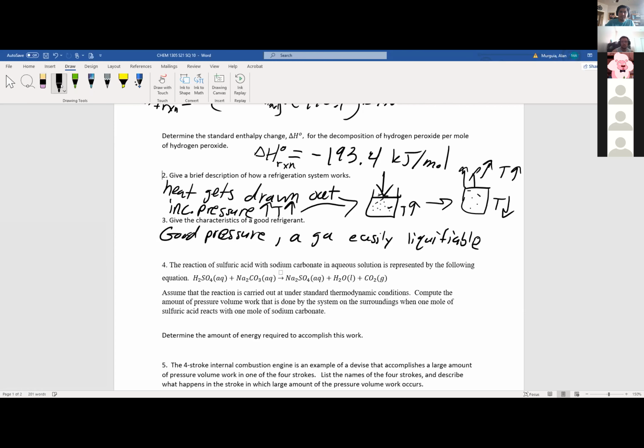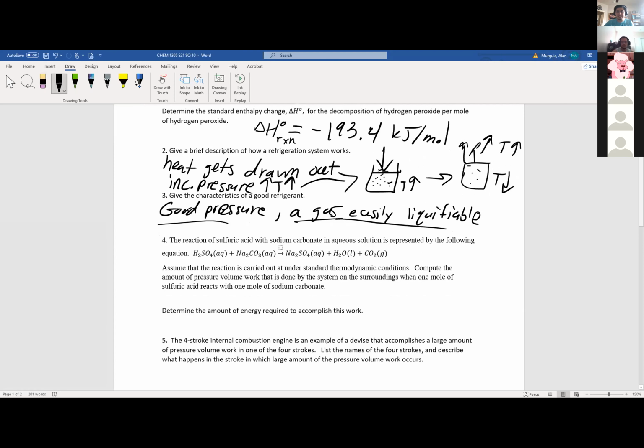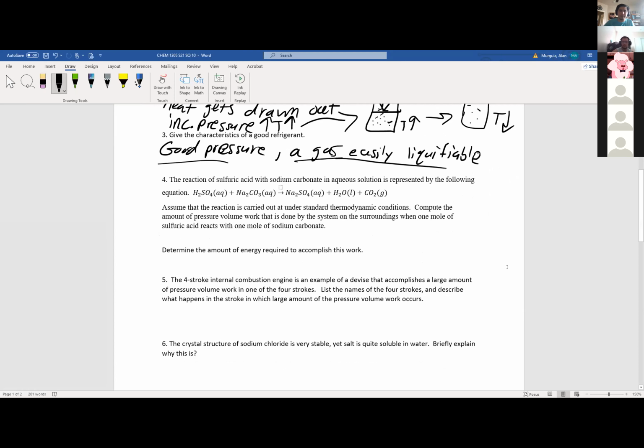So mainly this is the main reason we would want, within a good refrigerant, a good pressure, in order to actually put pressure into the gas to liquefy it and then decompress it back into a liquid. So let's move on here to number 4, something that we'll be more comfortable with.